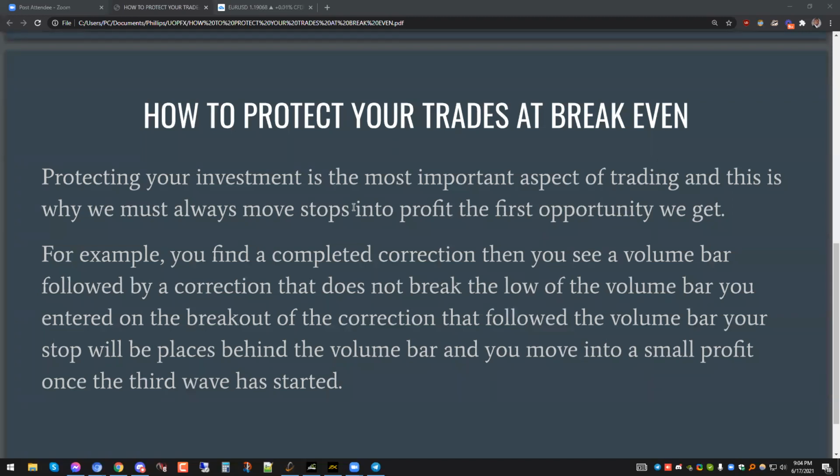So, for example, you find a completed correction when you see a volume bar followed by a correction that does not break the low of the volume bar. And Sandrika mentioned the recording regarding the momentum candles, which is the volume bar. That's what she really means. So what you're looking for is a completed correction, then your volume bar followed by a correction that does not break the low of the volume bar.